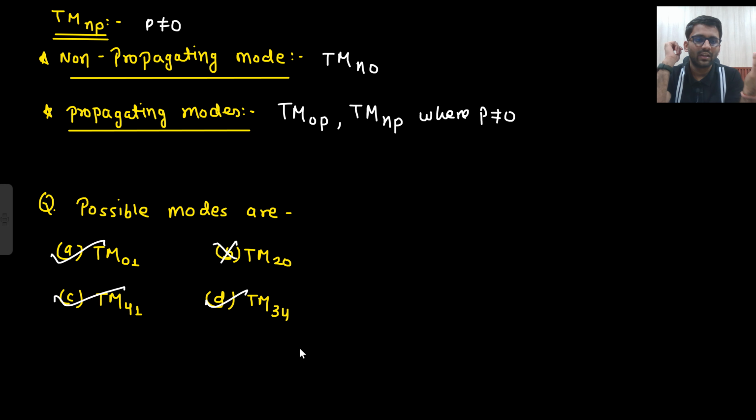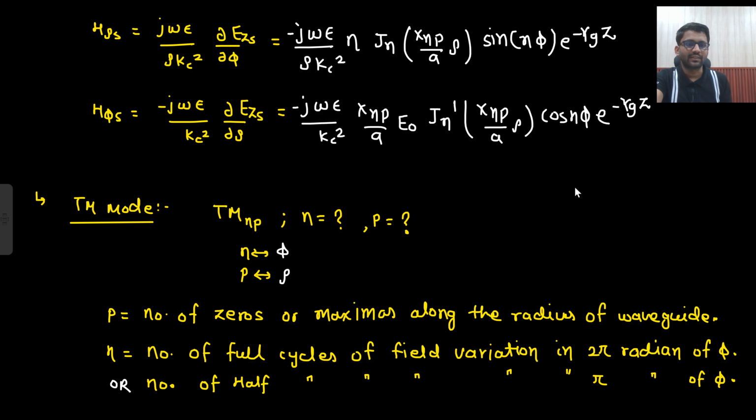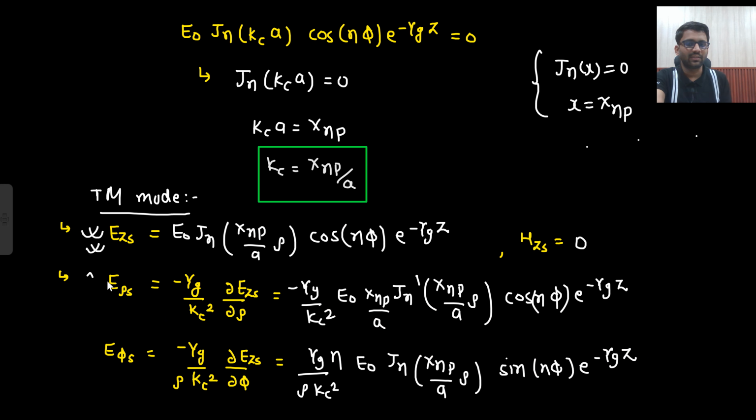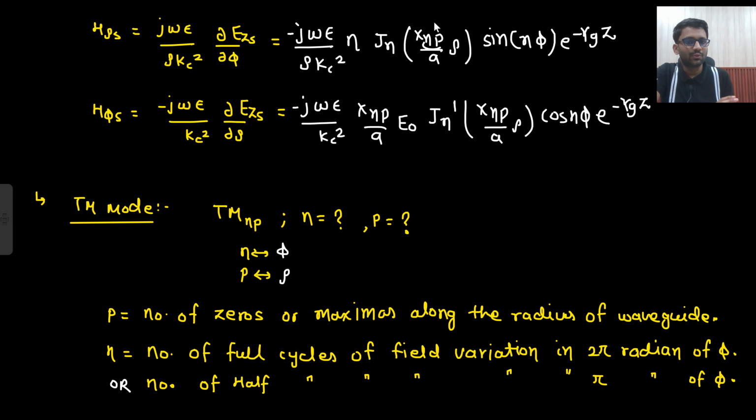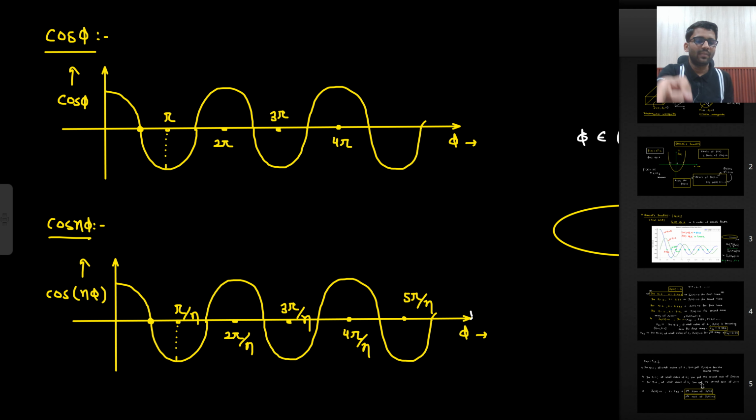Same goes for TE mode as well. In TE mode also, the non-propagating mode will be TE n 0, because p can never be 0. n can be 0. You can put n equals 0 in these equations. You will understand that if I put n equals 0, then H phi s is existing. If I put n equals 0, this is not existing, but E rho s is existing. And if I put n equals 0, then Ez s is also existing. So n equals 0 is acceptable, but if you put p equals 0, this value doesn't make any sense. So p equals 0 you cannot put. So non-propagating modes are TM n 0.